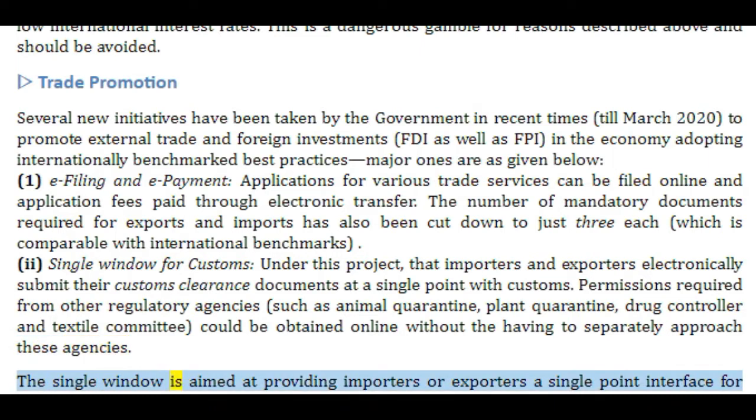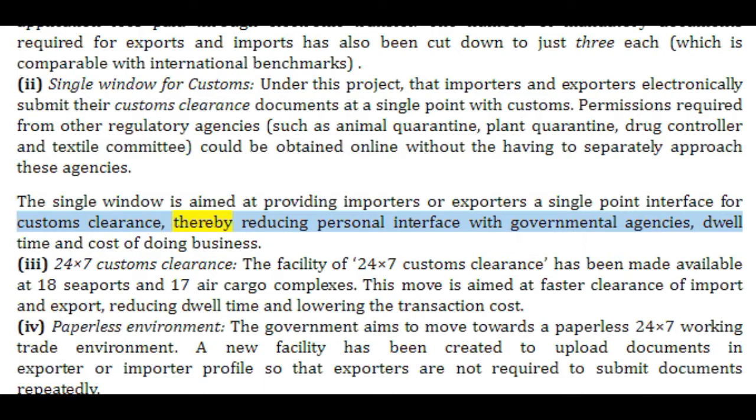The single window is aimed at providing importers or exporters a single-point interface for customs clearance, thereby reducing personal interface with governmental agencies, dwell time and cost of doing business.